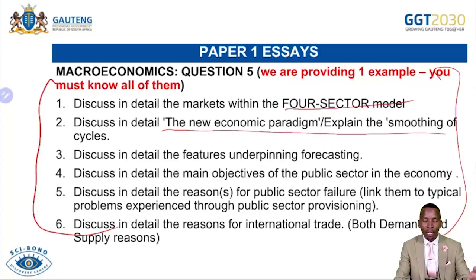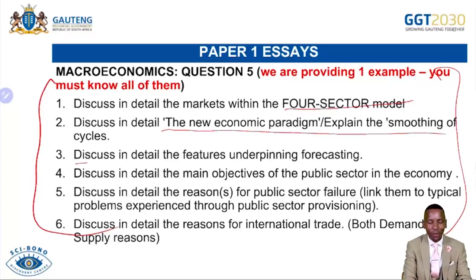Also, the examiner can simply say, explain or discuss in detail smoothing business cycle, where you will be using fiscal policy and the monetary policy. So it is very important that you simply ensure that you understand the question statement before attempting to answer. And then discuss in detail the features underpinning forecasting.